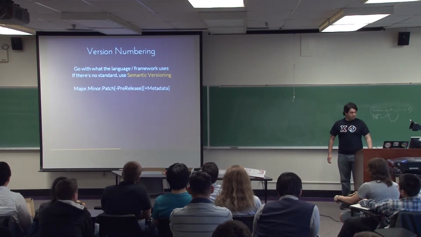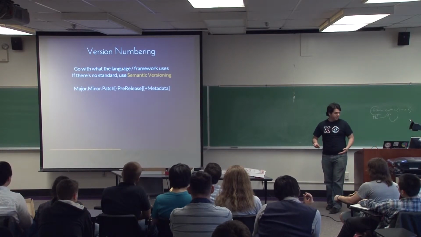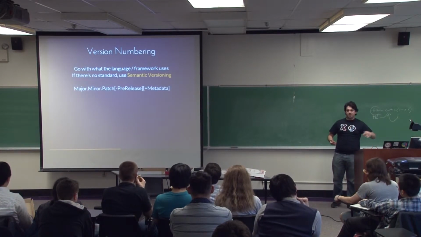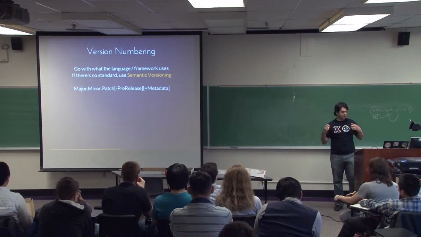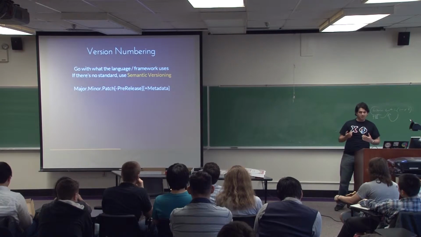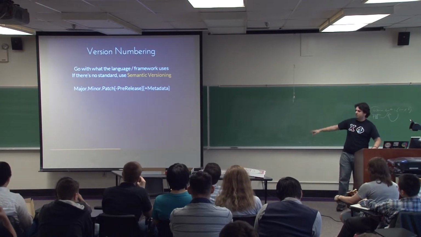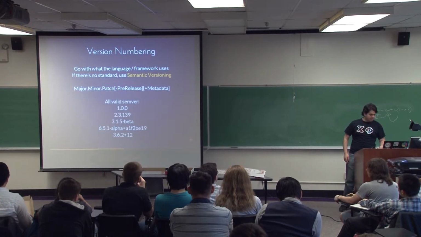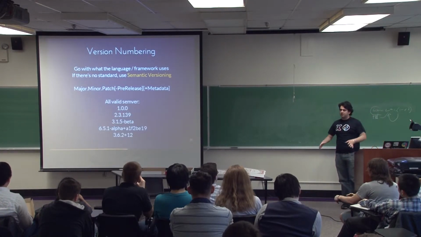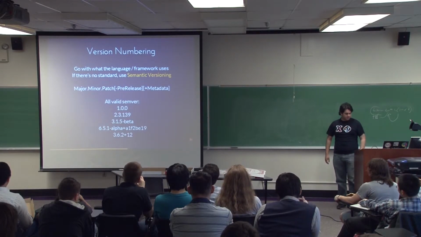If not, then you want to use this thing called semantic versioning. It's really simple. It's major.minor.patch, and then you can have a dash with any alphanumeric string for your pre-release. And then you also have metadata. The orange text there is a link, so I'm going to send out these slides afterwards and we can look at this. It's about 11 rules for exactly how to do this. These are all valid semantic version numbers.